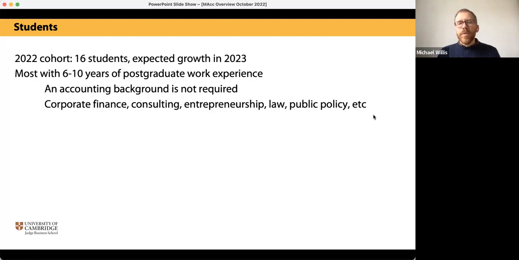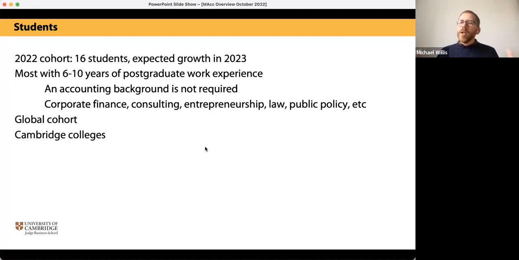Professionally, students are very diverse. They come from a broad variety of backgrounds, some from more traditional accounting careers like audit, internal audit, tax. We also have people from corporate finance, consulting, entrepreneurship, law, public policy, regulation, military, and we have a global cohort that comes from all over the world. Most of our students are based outside of the UK, and we have students from every continent flying into Cambridge for our residential weeks. So it's a truly global cohort, which is one of the key hallmarks of the program.